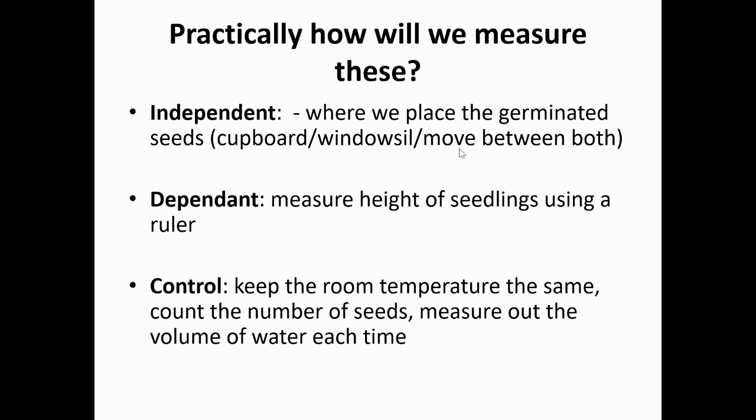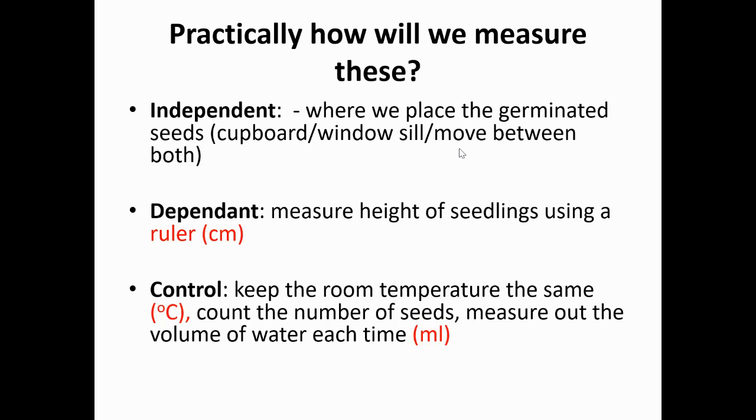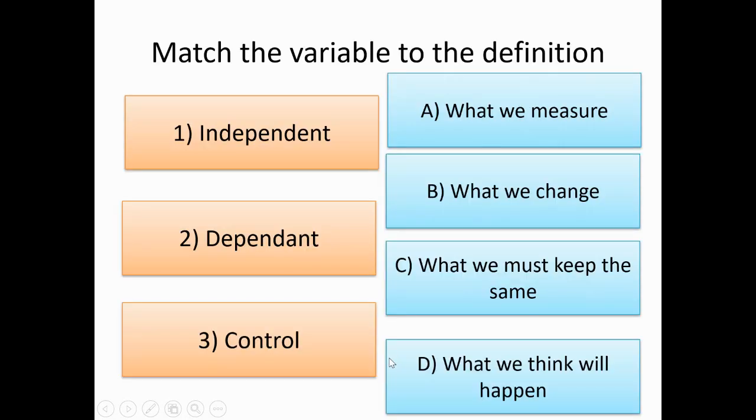And to control variables, those things would be the room temperature, the number of seeds, and measuring the volume of water each time. So again, dependent variable measured in centimeters or millimeters. The control variable, keeping the room temperature, that's measured in degrees C. You could just change the thermostat, and the volume that you water each batch could be measured in milliliters.